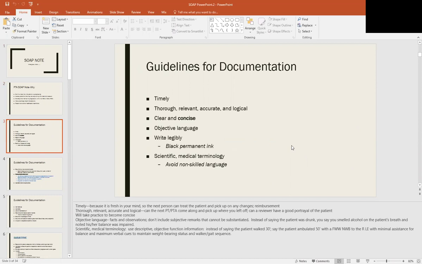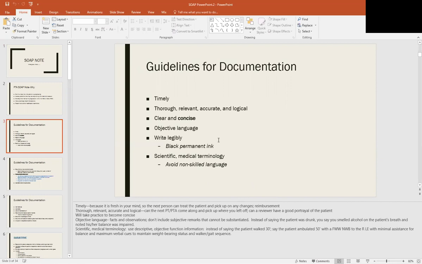So here are your guidelines for documentation that we've gone over, but we're going to briefly review them again. Our documentation needs to be timely, thorough, relevant, accurate, and logical, clear and concise. And I've told you guys before, you're not going to be very concise to begin with. That is something that you'll develop as we progress throughout the quarter. You need to use objective and scientific language. If you are writing notes, you need to write legibly and use black permanent ink. And again, there's that scientific medical terminology and avoiding non-skilled language.